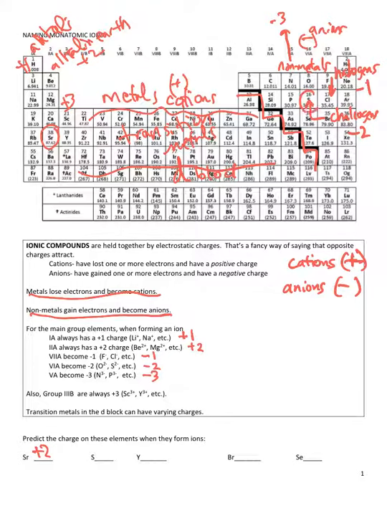Sulfur, element number 16, is a chalcogen. It's a nonmetal. It always gets a -2 charge. Yttrium, element 39, is in group 3B. It's a metal, loses 3 electrons, always gets a +3 charge. Bromine is a halogen in group 7A, a nonmetal. It always gets a -1 charge. Selenium, element number 34, is in group 6A, and so it's going to get a -2 charge.